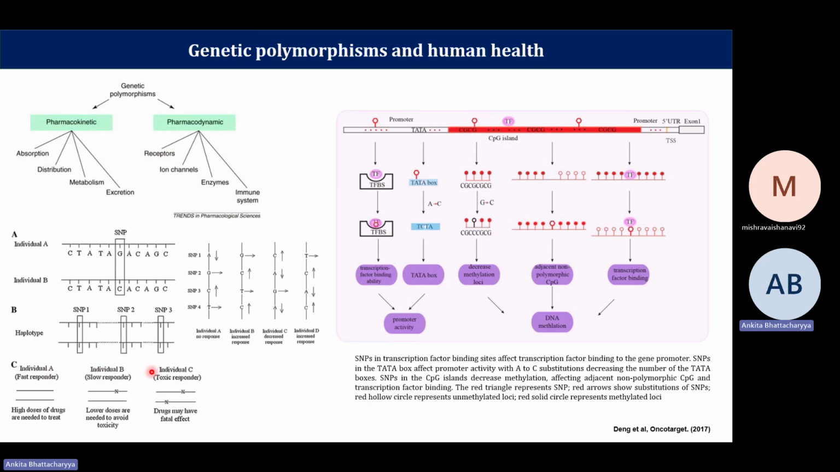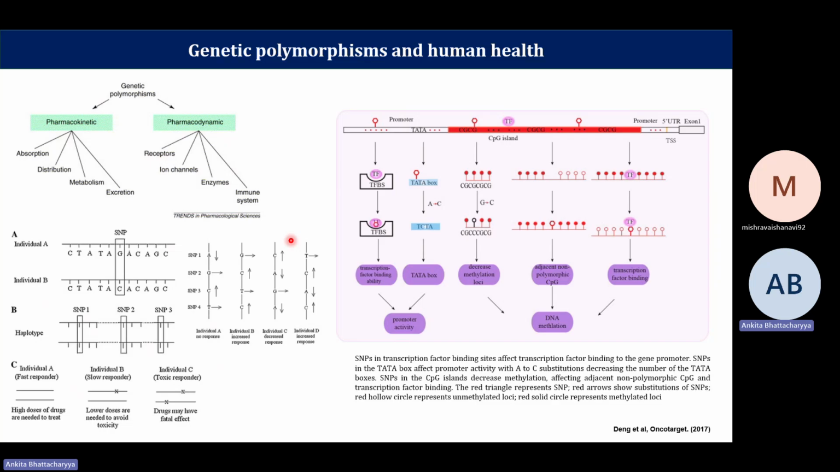Say among individuals A, B, and C, individual A has a set of SNPs in this manner. This is just a representation, that they have certain SNPs at certain regions that allow them to be a very fast responder, and therefore higher doses of drugs might need to be provided. So this is just an example. Somebody might have no response, somebody might have high response, somebody might find a very basal level of a drug to be very toxic, whereas the other one is not responding to the basal level and needs much higher doses.